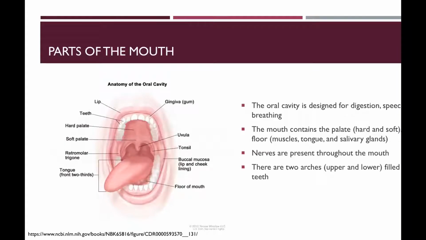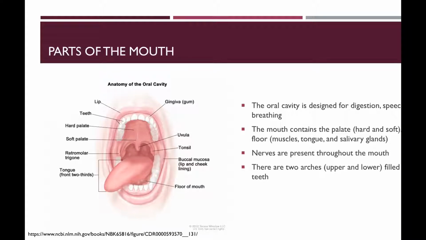So in terms of the parts of the mouth, the oral cavity, as we all know, is designed for digestion, communication, and breathing. The entrance, we have our lips, which then transition to mucous membranes, which are the softer tissue inside your mouth. The roof of the mouth contains both the hard and the soft palates, and this is a bony structure that transitions to a muscular structure. And these are helpful to separate both the nasal and the oral cavity, which is essentially the nose to the mouth. The floor of the mouth, which contains muscles, tongue, and salivary glands.